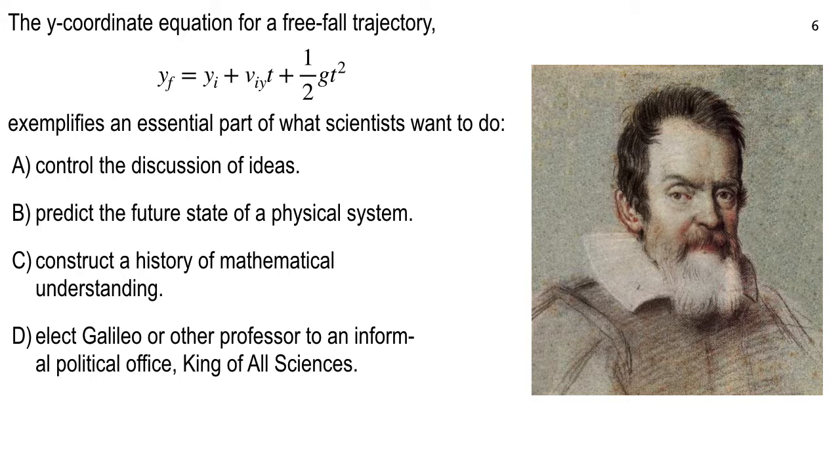Predict the future state of the system. Yeah, that's it. That's the correct answer. That's what Galileo was always talking about. And that's what we're talking about in this whole class. Option C, construct a history of mathematical understanding. That's out. That's a history book. Okay, it's nice, but it's not what that equation is about, not what scientists do. And option D is kind of a goofy option.